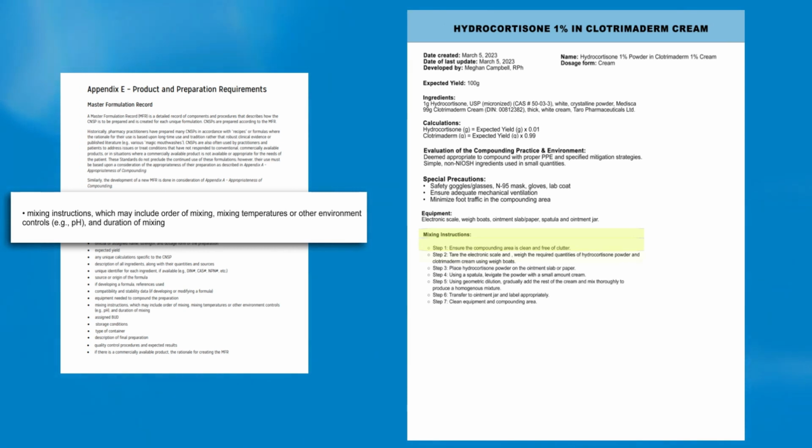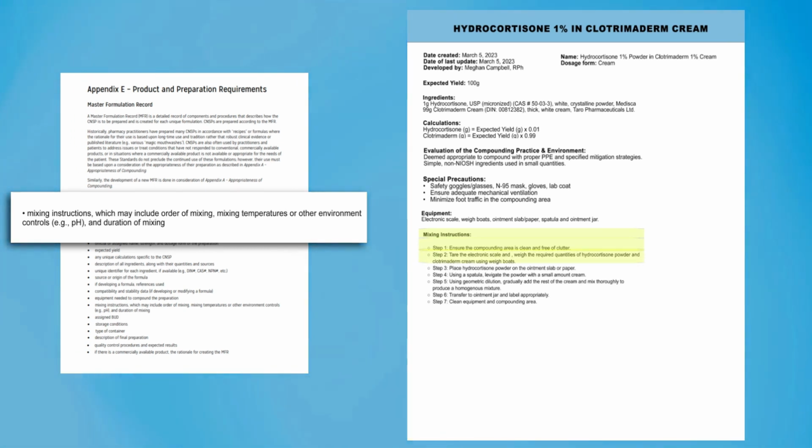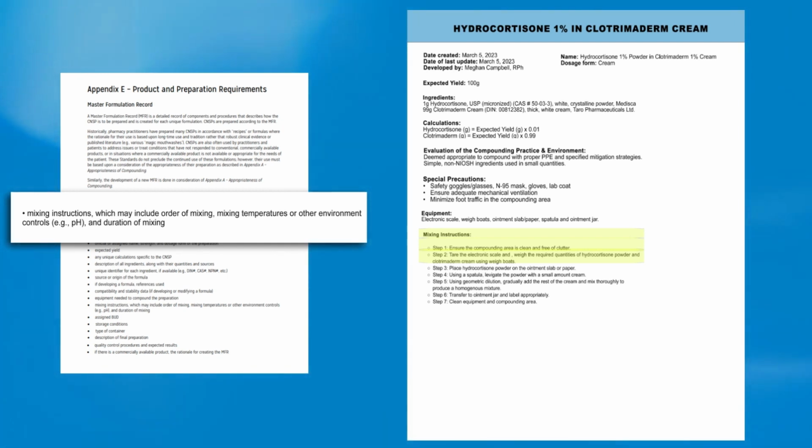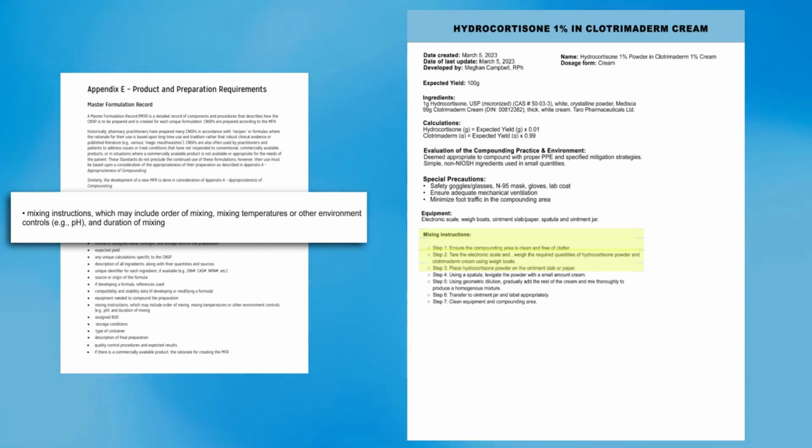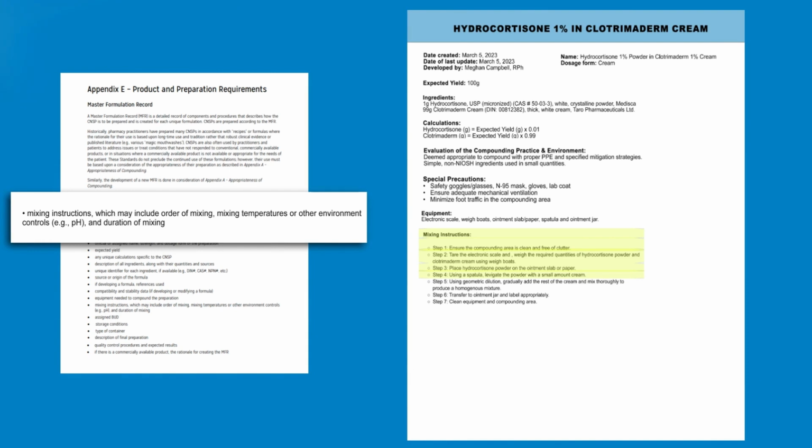Tare the electronic scale and weigh the required quantities of hydrocortisone powder and clotrimazole cream using weigh boats. Step 3. Place hydrocortisone powder on the ointment slab or paper. Step 4. Using a spatula, levigate the powder with a small amount of cream.